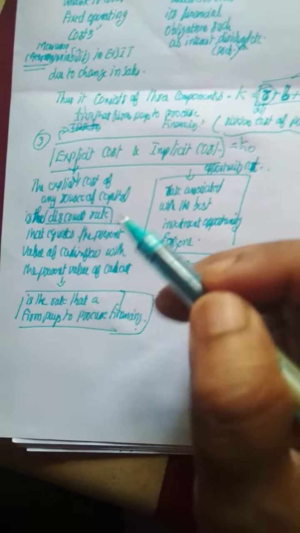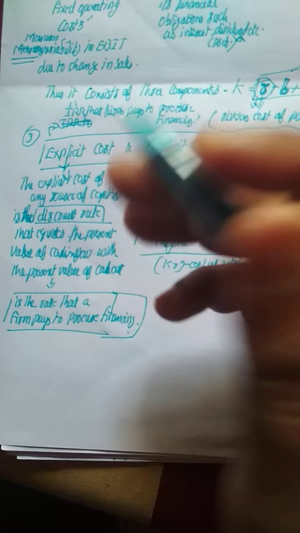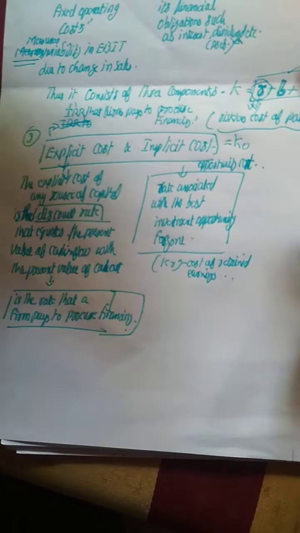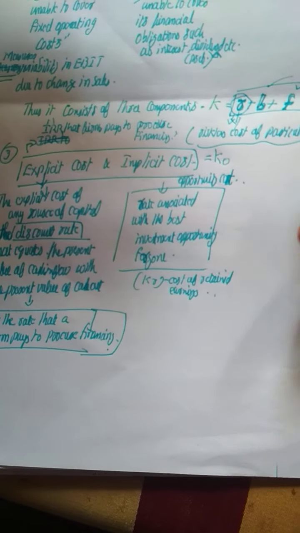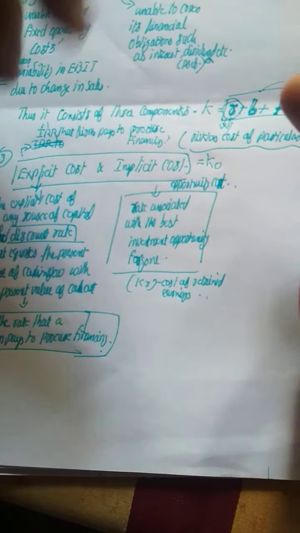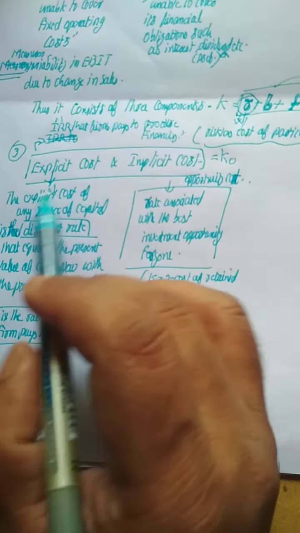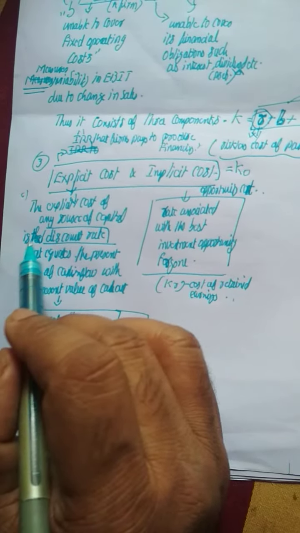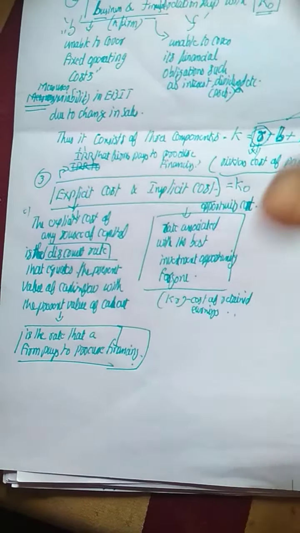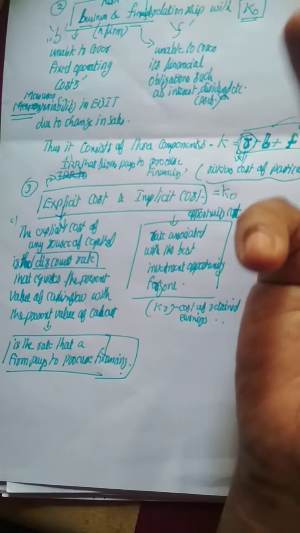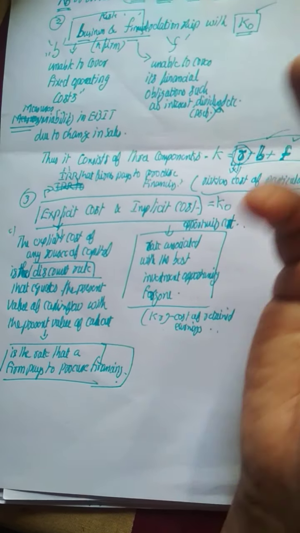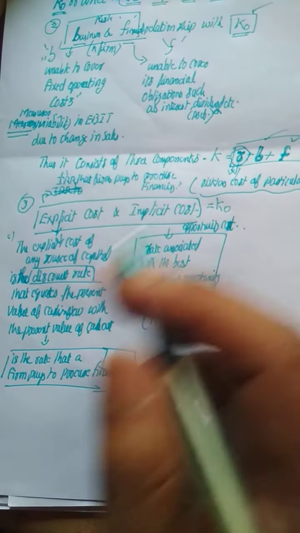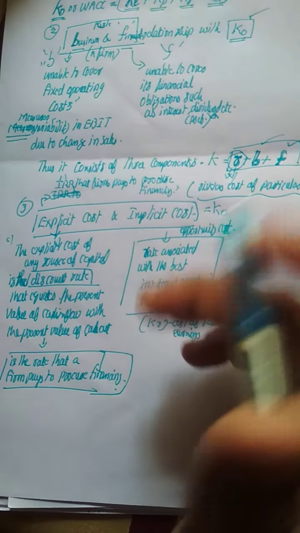What is this explicit cost? Explicit cost is actually the IRR. What is that IRR that a firm pays to procure financing? The internal rate of return the firm pays to procure financing is the explicit cost. The definition is that the explicit cost of any source of capital is the discount rate that equates the present value of cash inflow with the present value of cash outflow. So that explicit cost is there for a particular type of financing.